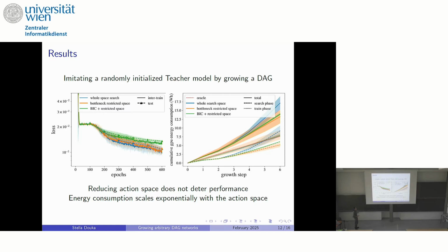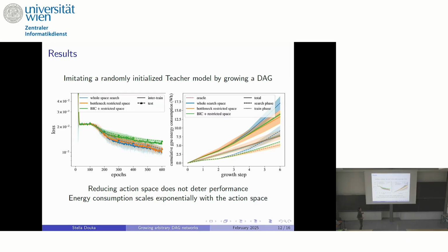And now, in terms of cumulative energy consumption that we calculated in our GPU while these experiments are running for the 6 growth steps, we have here the estimated energy consumption for the total process, and we have splits about how long it took to do the intermediate training and also to search for the best action, because these two scale differently. And we see here that when we test the whole action space, we have a major energy consumption in our GPU. And when we use the restricted one, it's much lower.